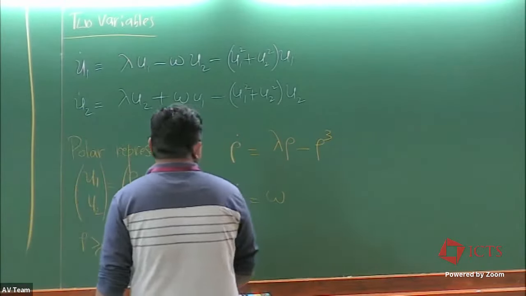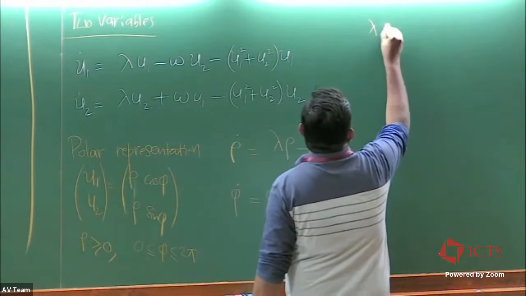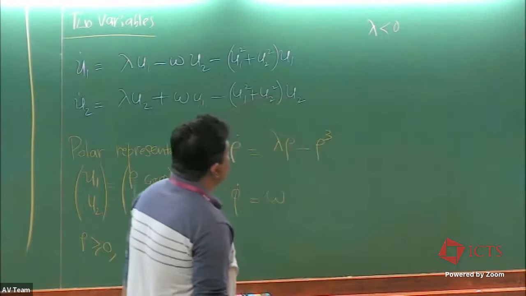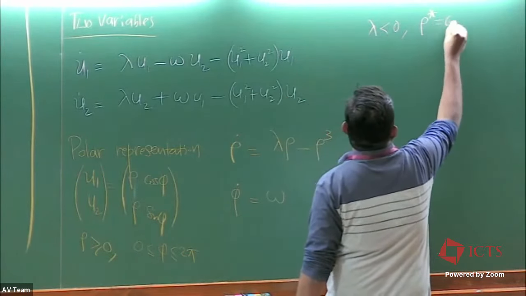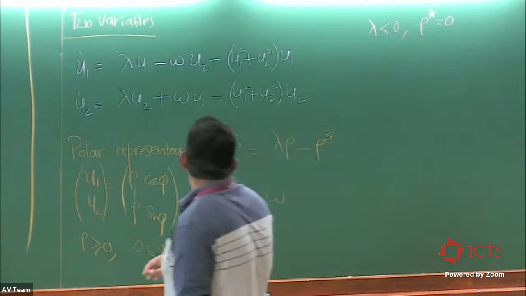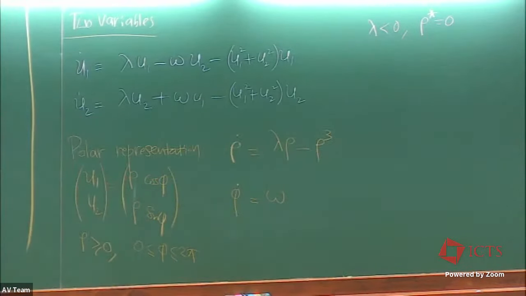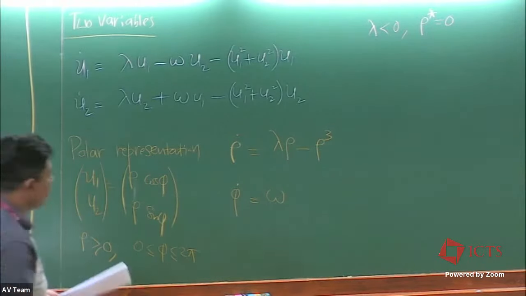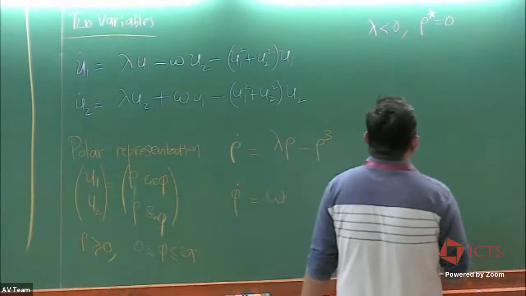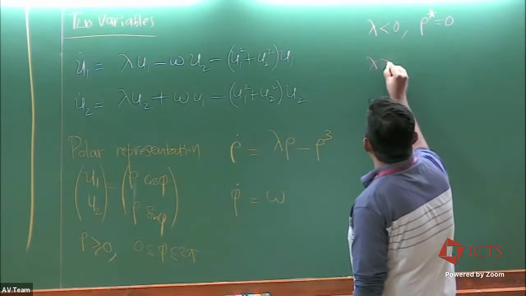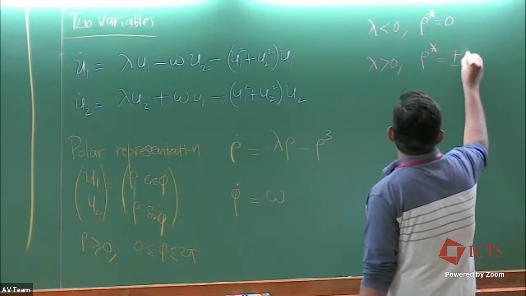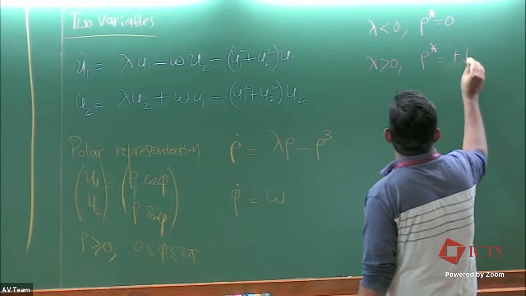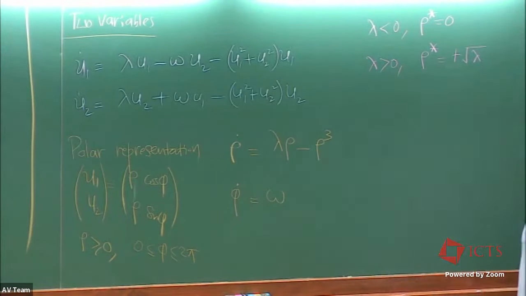So in fact, you know that for lambda less than 0, there's only one fixed point, and that fixed point is rho star equal to 0. So if rho star is 0, which means rho eventually goes to 0, well, then phi is undefined. The system gets decoupled, so phi is arbitrary there. However, if lambda is positive, there is another fixed point, which is plus minus root lambda, but rho is positive, so there's only the plus root lambda.